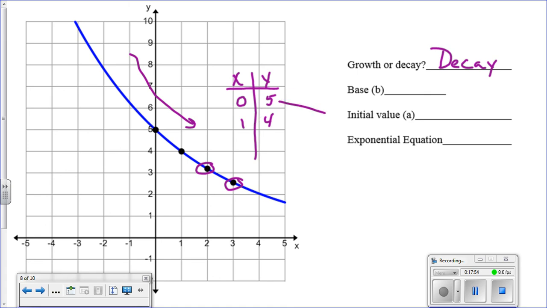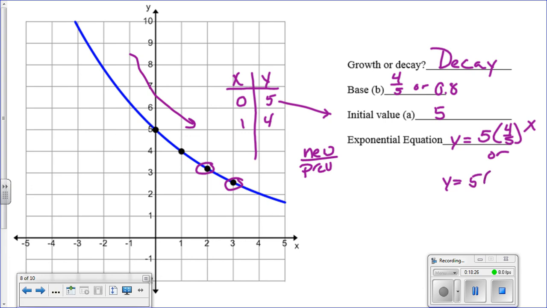The good thing is that's my initial value. So I can put that 5 right in here. To get your base, you're going to do new over previous. So that would be 4 over 5. So your equation is y equals 5 times 4/5 to the x power, or if you divided it, because this is the same thing as 0.8, you could say 5 times 0.8 to the x power.